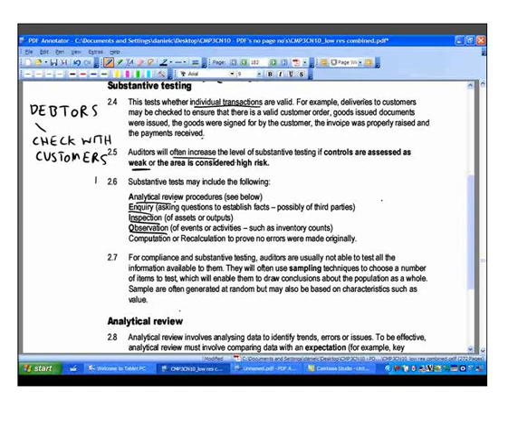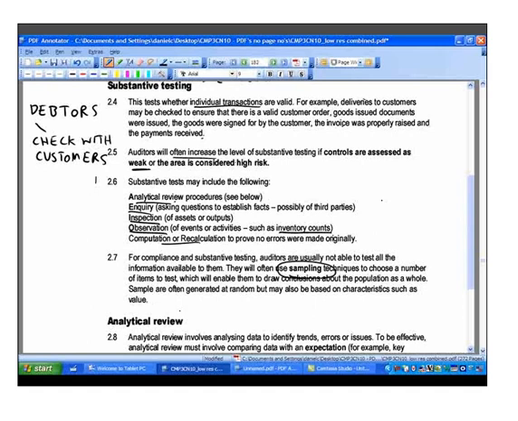Now, quite often, as mentioned previously, you use sampling if you don't feel it's possible to cover all the transactions in a population. And as mentioned before, there are various statistical techniques that will help auditors decide how many should be in their sample.